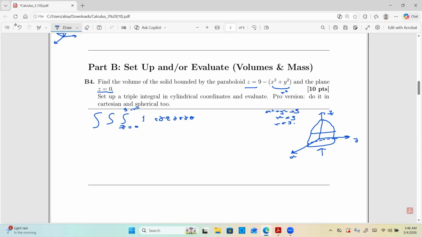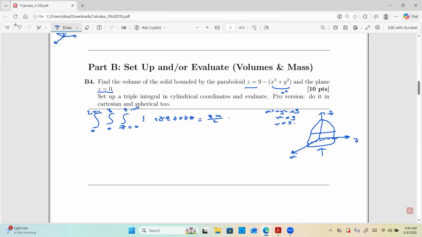And thus, since we have a circle centered at 0, we're entering at r equals 0 and leaving at 3. And then the angle theta is free to go from 0 to 2 pi. So this finishes this question. As for the answer, it's going to be 81 pi over 2. But I'll leave the evaluation for you.